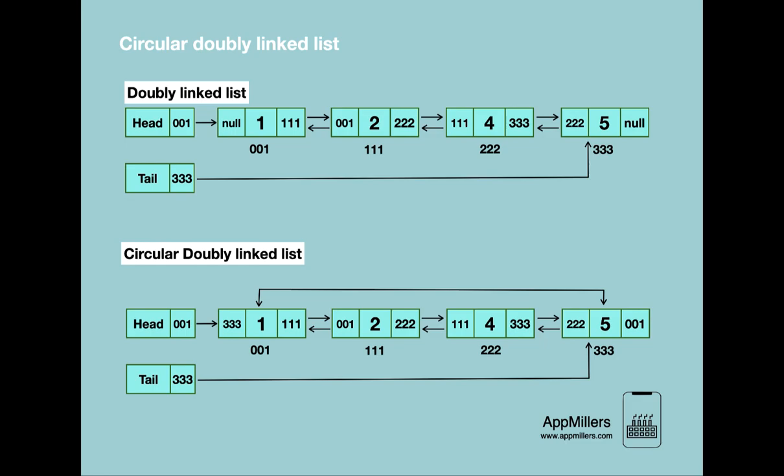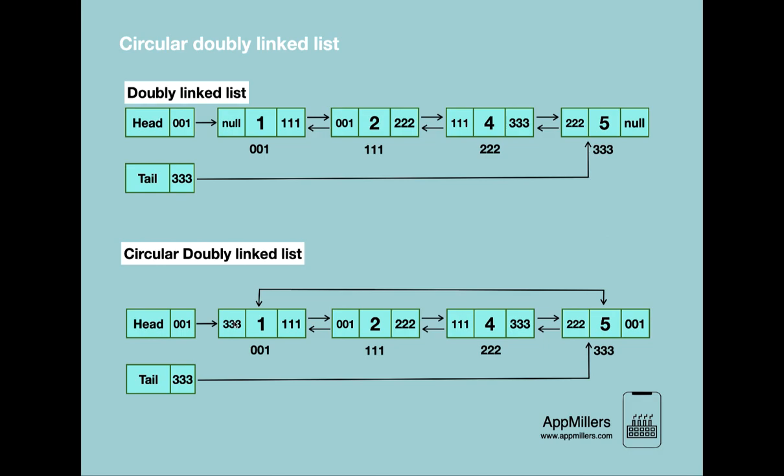So the circular double linked list solves this problem because here the last node references the first node. As you see, in the next reference of the last node, we have the first node's physical location. And similarly, the first node points to the last node. So here, the previous reference of the first node is the physical location of the last node. So the problem of going from the last node to the first node and from the first node to the last node is solved here. Now we have quickly reviewed how a double linked list differs from circular double linked list.